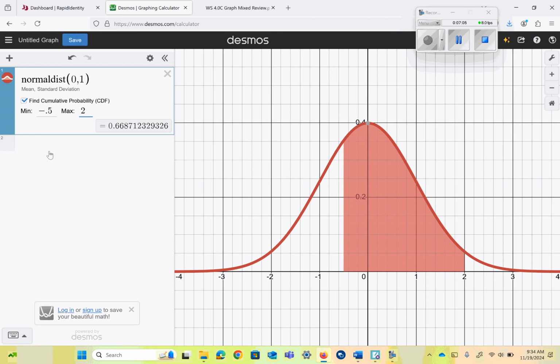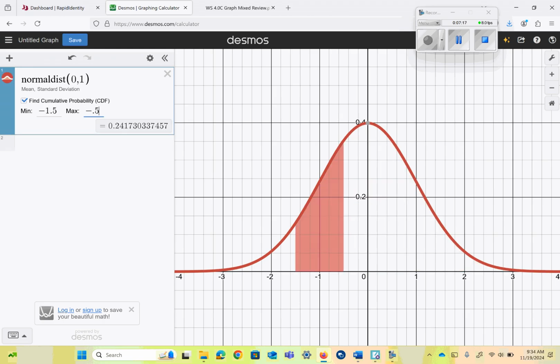And then the C's are going to be negative 1.5 all the way up to negative 0.5. All right, so our C range from negative 1.5 to negative 0.5, he's going to have 24.2% get a C. Okay, so he's pretty heavy centered on having the B in there, which is pretty good.